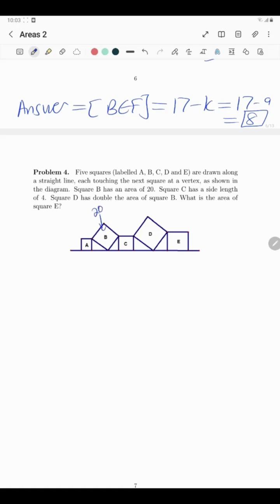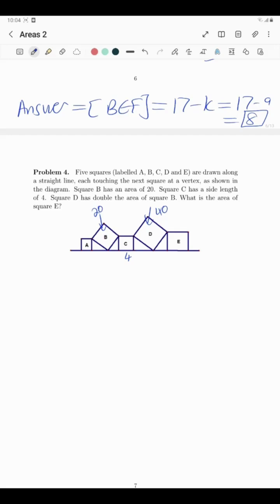C has a side length of 4 units. So we know that C has a side length of 4 units. Square D has double the area of B. Already processing data, if B has an area of 20, we know that D has an area of 40. And this Olympiad problem wants us to determine the area of square E.